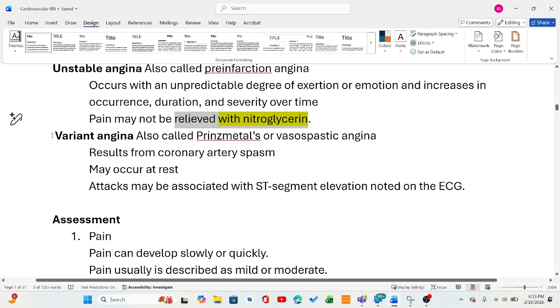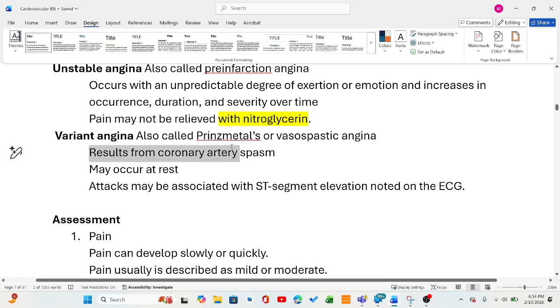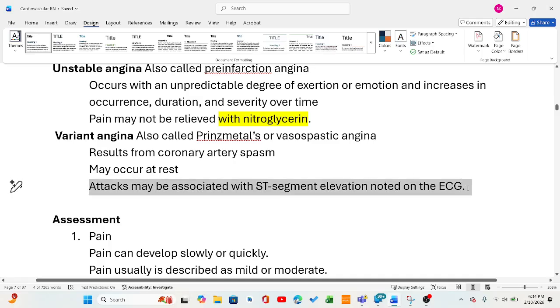Now we also have the last type of angina, which is called the variant angina or transmittal angina or vasospastic angina. So again, this results in coronary arteries when they are having spasms. This can occur when the person is at rest, and then again, it may be associated with ST segment elevation on the EKG. So anytime somebody is having a chest pain, one of the things that the doctor will order is an EKG.